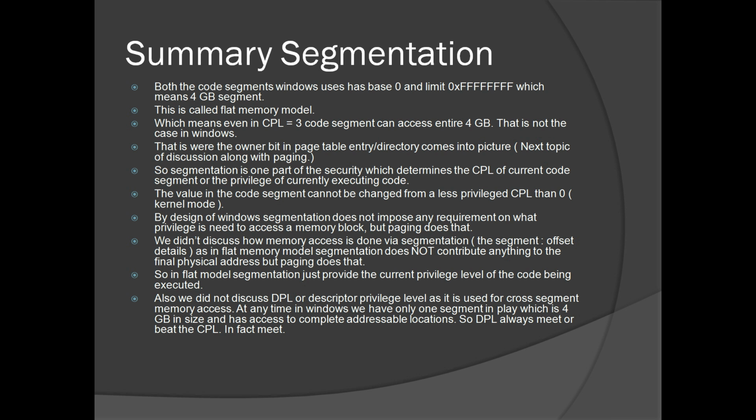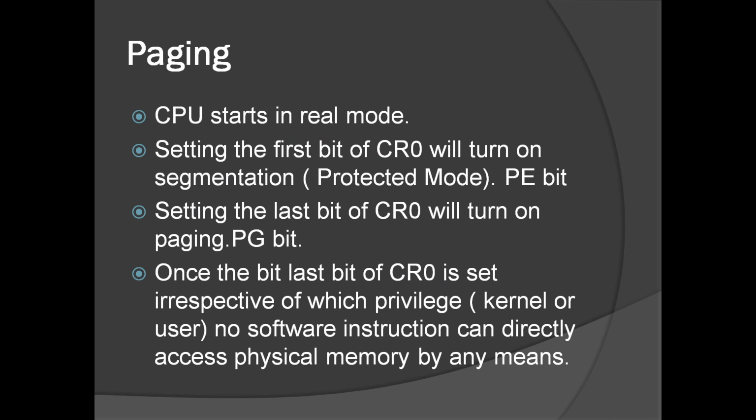So now let's discuss paging. As mentioned earlier, the CPU starts in real mode. Setting the first bit of CR0 will turn on segmentation or protected mode. Setting the last bit of CR0 will turn on paging. Once the last bit of CR0 is set, irrespective of which privilege level, kernel or user, no software instruction can directly access physical memory by any means. So this is very important. Even privilege level 0 cannot access physical memory. So why is that?